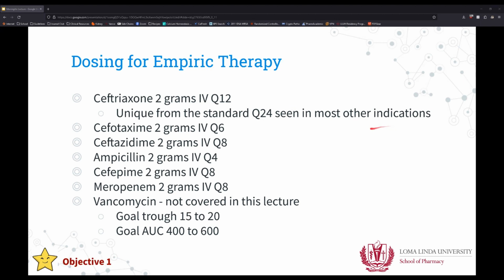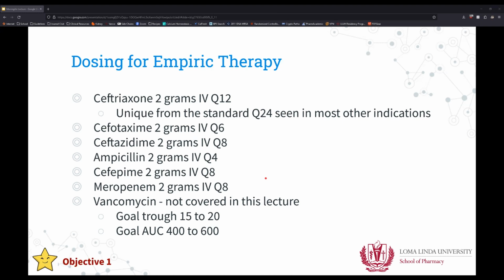And then some other big ones to note for dosing is going to be cefotaxime, which is dosed at 2 grams IV every 6 hours. Ceftazidime, 2 grams every 8 hours. Ampicillin is dosed pretty frequently at 2 grams every 4 hours. And then cefepime is 2 grams every 8 hours. Meropenem, 2 grams every 8 hours, and then vancomycin.